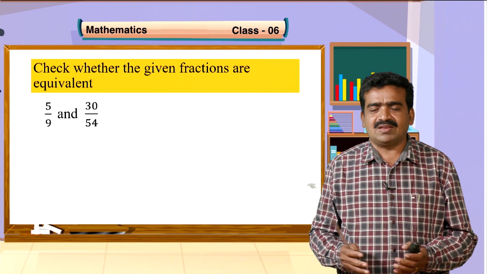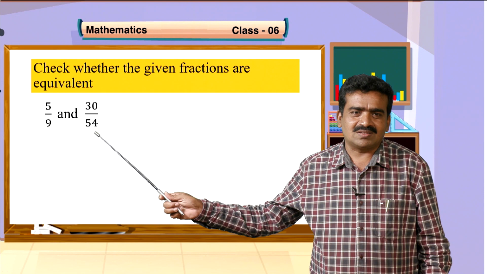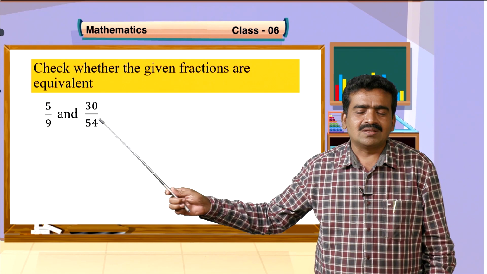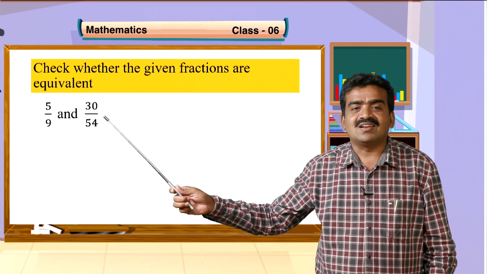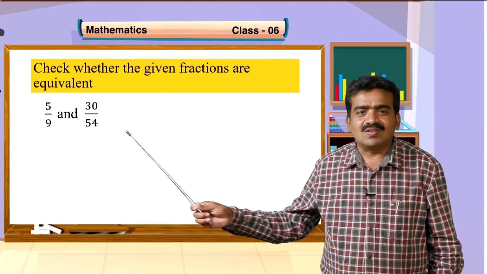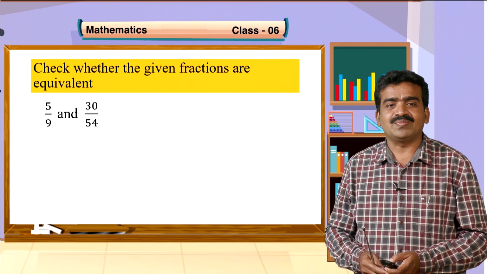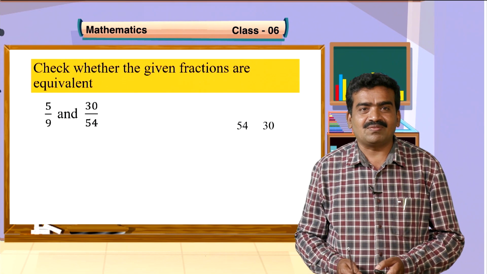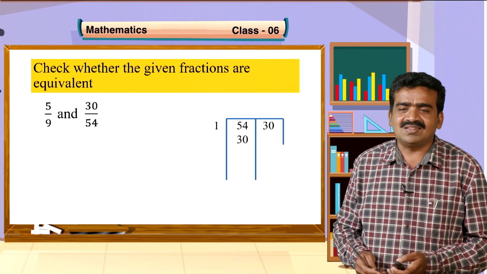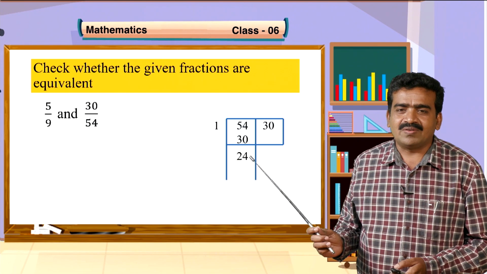To check whether the given fractions are equivalent or not, it is not possible just by looking at the fractions, because one is 5 by 9 and another is 30 by 54. At first sight, we feel they are not equivalent, but before comparing, we have to express them in simplest form. As we all know, 5 by 9 is always in simplest form, and we can simplify 30 by 54. So we have to calculate the HCF here. 3 ones are 30. If you divide 54 by 30, what is the remainder? 24 will be the remainder.